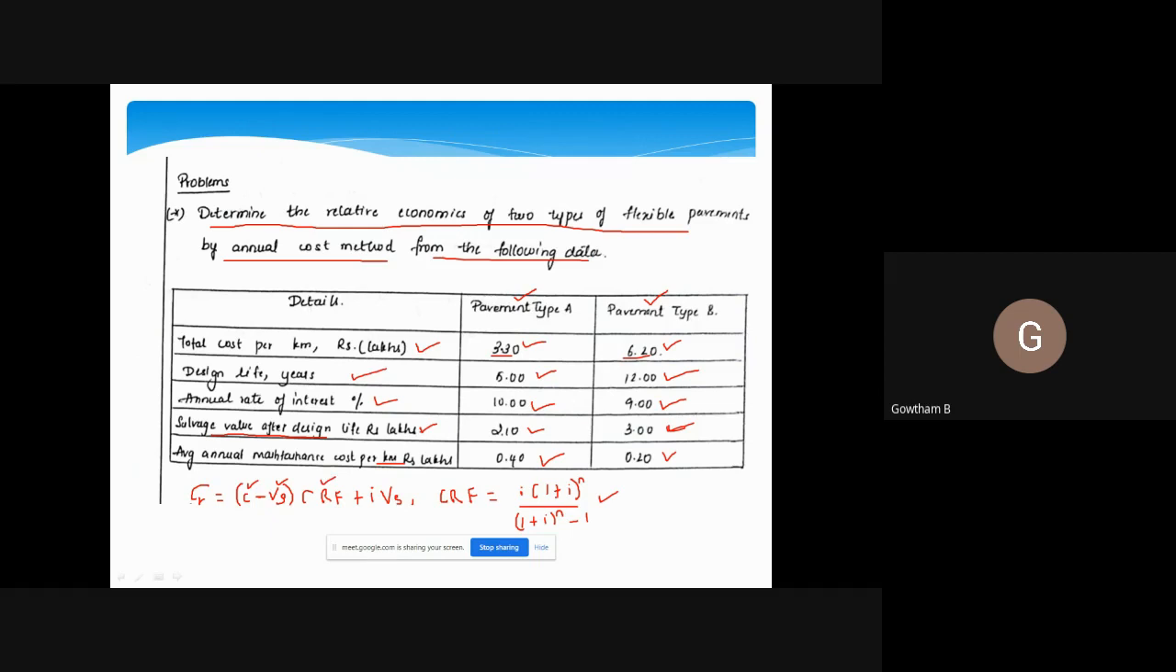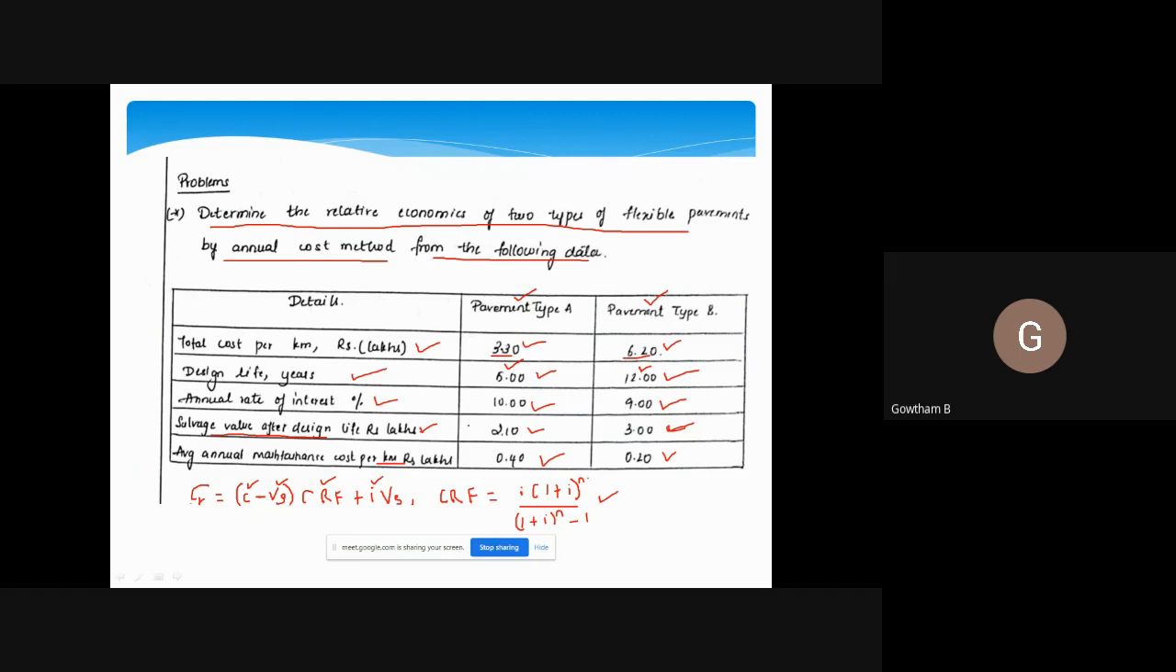CRF is given by this expression. Here I stands for interest rate. You can see the annual rate of interest is available: for payment type A it is around 10%, and for payment type B it is around 9%. That data is also available. Now N stands for design life in years. For payment type A it is 5 years, and for payment type B it is 12 years. So all data is available.